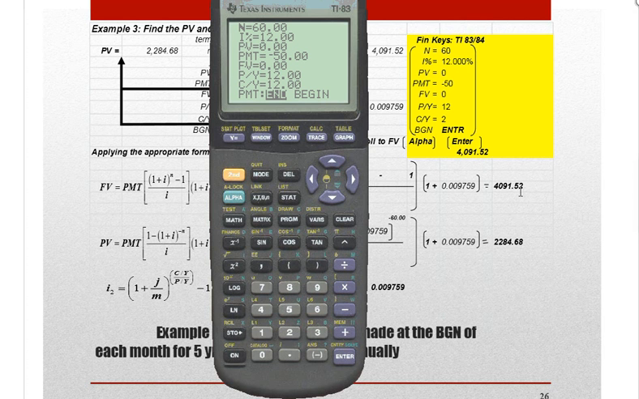Now if you're using TI 84, we do the same. We go to P over Y is equal to 12. Now C over Y we have to overwrite, so that's 2. And then we go to payment, and we have to go to begin and press enter, so it has to be flashing, and then scroll to alpha, and scroll to future value, and alpha, enter, and we get 4,091.52.